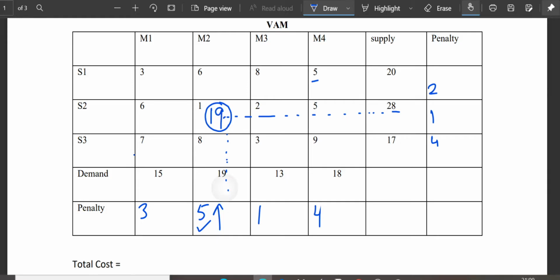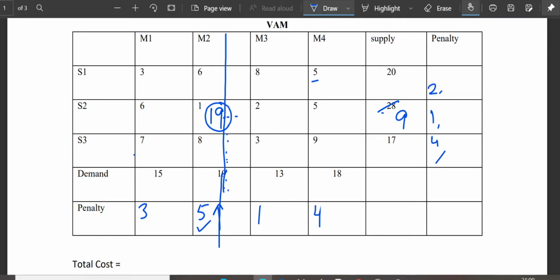I have taken this 19 from this demand column, from this M2, so cancel it and take the difference on the other side, right? So 28 minus 19, that is my 9. So this is my first entry. Now, to apply VAM again, we have to calculate the penalties again.